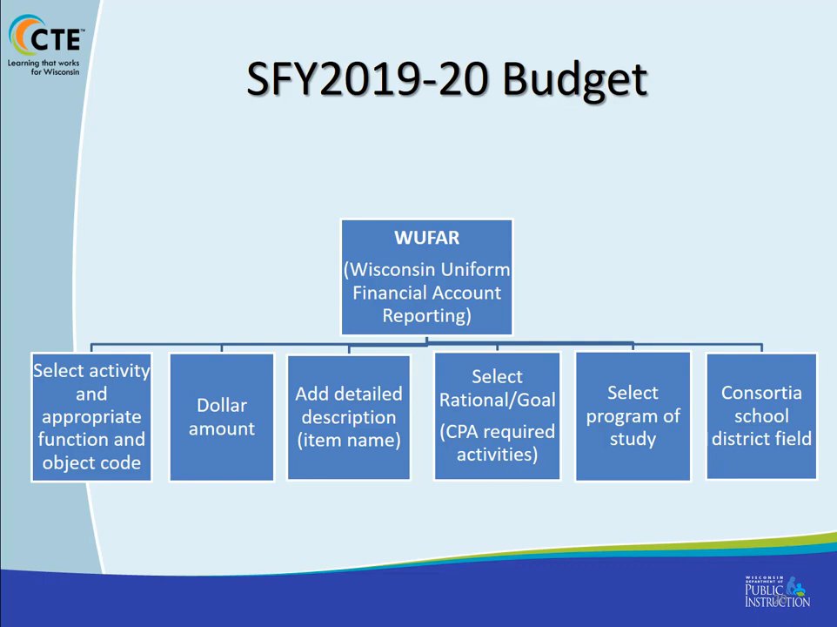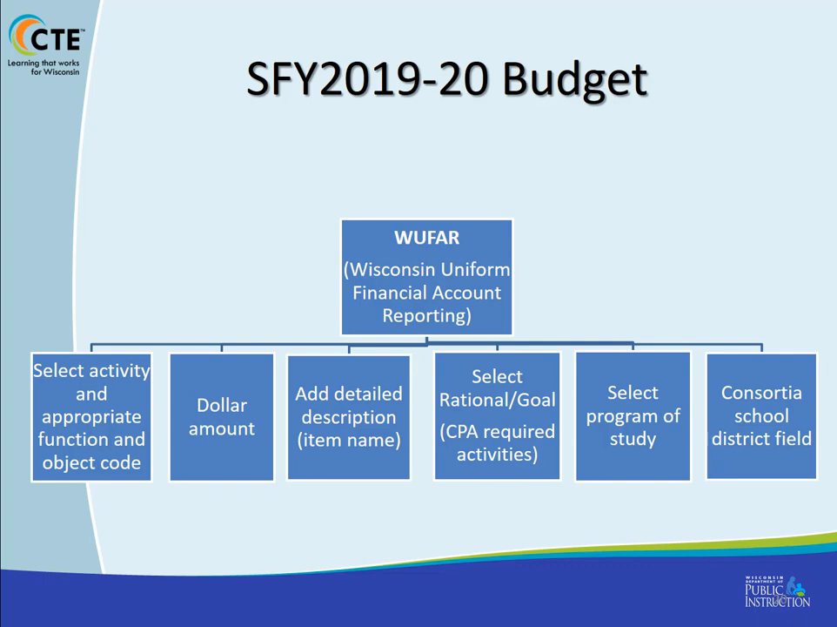You will select a program of study for that activity, include a detailed description of the item being purchased, and you will select the rationale or goal for that activity. And the rationale options consist of those required activities we went over earlier. If the purchase is not related to a required activity, such as a permissible activity, you will be asked to certify that the required activity is being paid for with local funds.